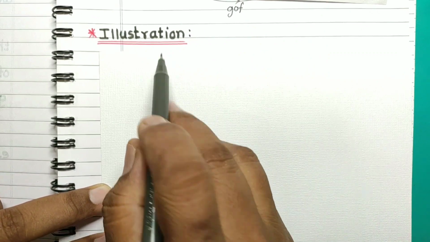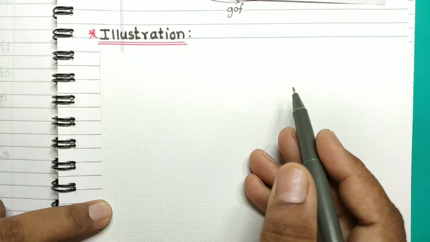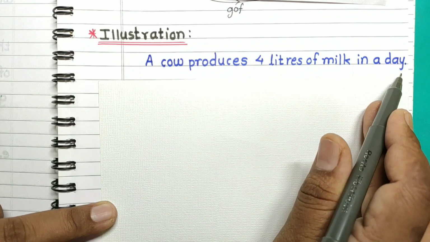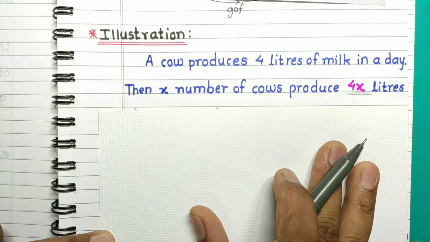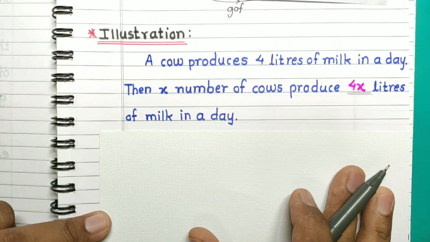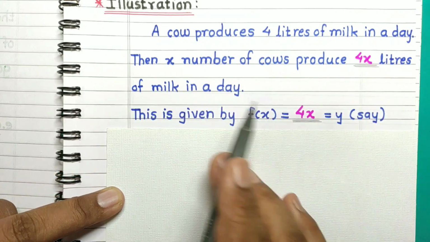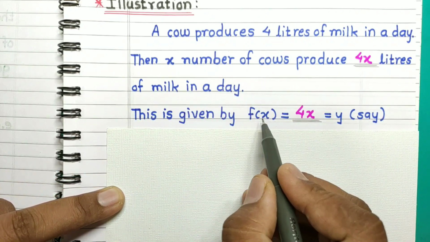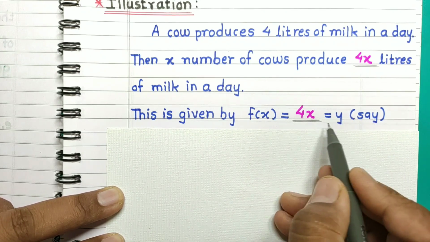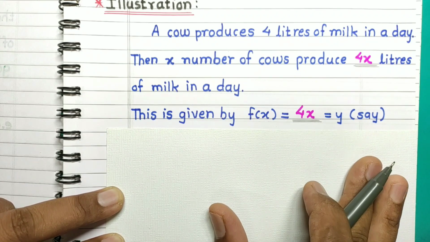Now let's see an illustration of the concept of composite function in day-to-day life. A cow produces 4 liters of milk in a day. Then x number of cows produce 4x liters of milk in a day. Let's denote this by function f of x. So f of x is equal to 4x. Say it as y. So we have y is equal to f of x is equal to 4x.